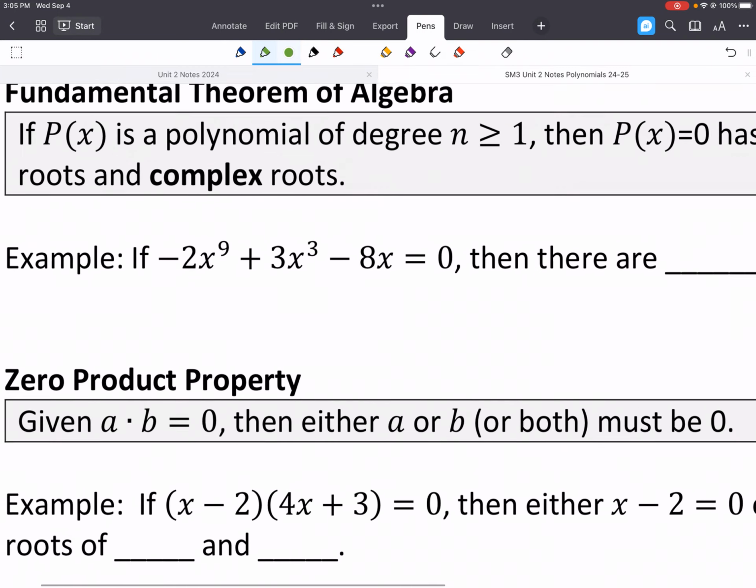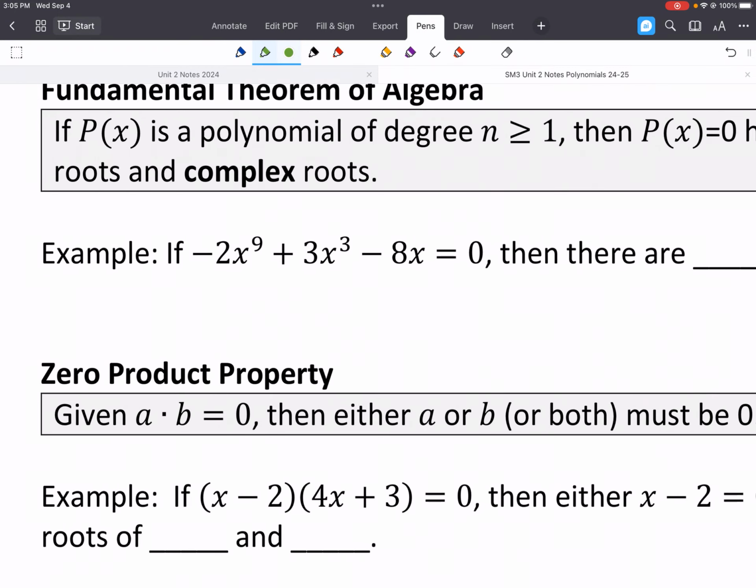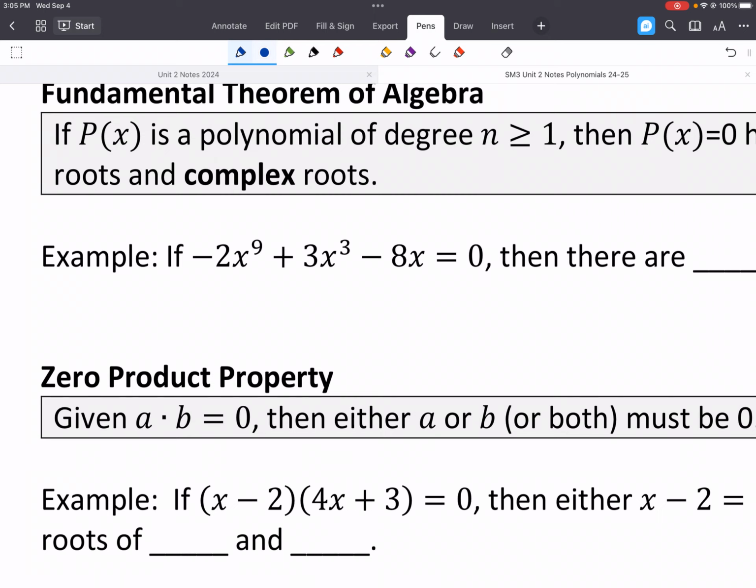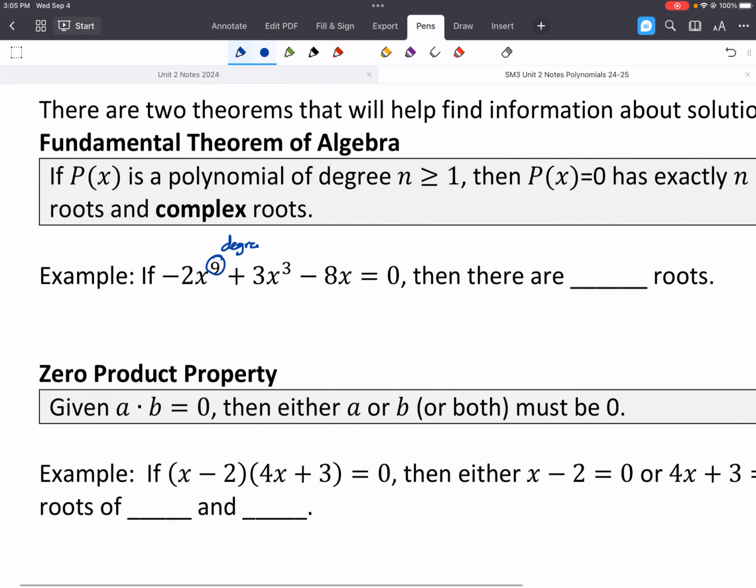So if we look at this example, we can look at all of the terms and we could find the highest exponent. Again, that's your degree. So the degree will tell us the number of roots or solutions. So we would have 9 roots or 9 solutions, okay? 9 different things that could make this polynomial be equal to 0, okay?